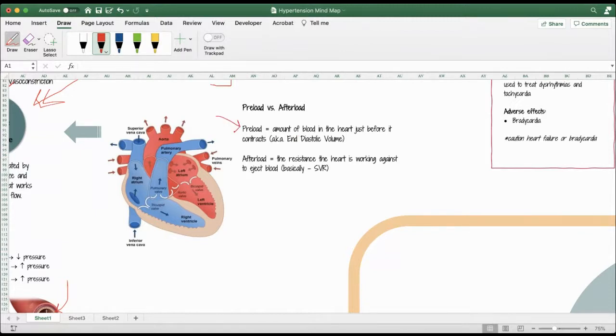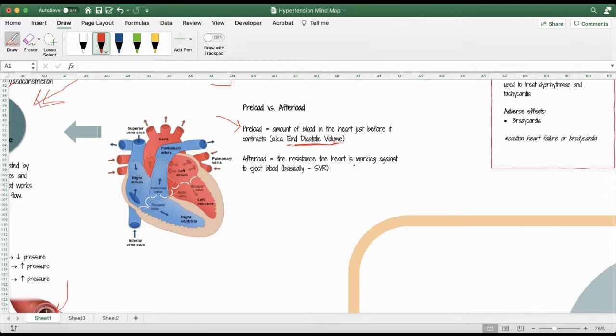When somebody is talking about preload, they're talking about the amount of blood that is in the heart just before it contracts. People also call this the end diastolic volume, because it's the volume at the end of diastole. So the heart has relaxed, it has filled with blood. The second before it contracts, what is in there, that is your preload.